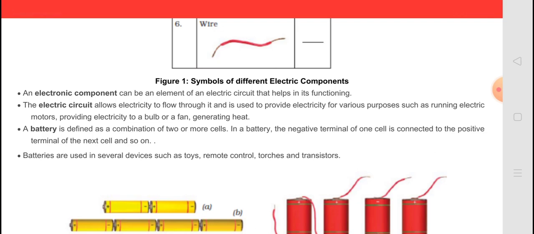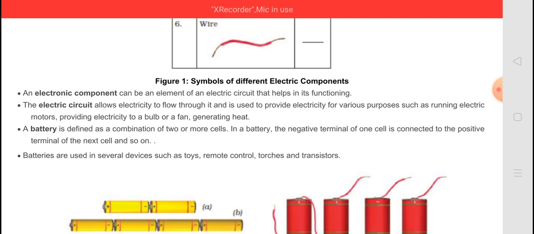Then electric circuit. An electric circuit allows electricity to flow through it, and it is used to provide electricity for various purposes such as running an electric motor, providing electricity to a bulb or fan, or an electric generator to produce heat, right? This is known as an electric circuit.